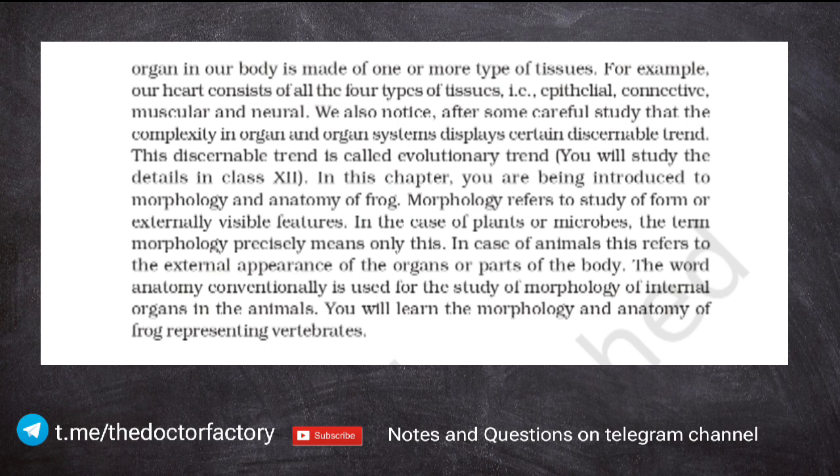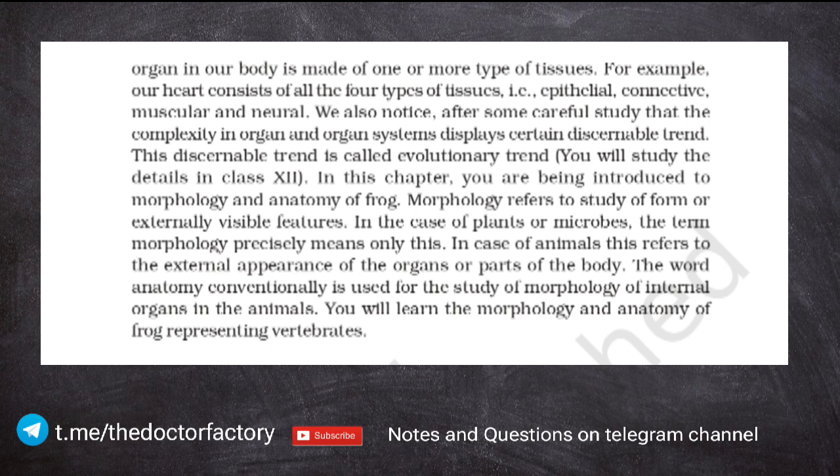We also notice after some careful study that the complexity in organ and organ systems displays a certain discernible trend. The discernible trend is called evolutionary trait. You will study the details in class 12. You are being introduced to morphology and anatomy of 3 organisms at different evolutionary levels to show their organization and functioning. Morphology refers to study of form or externally visible features.